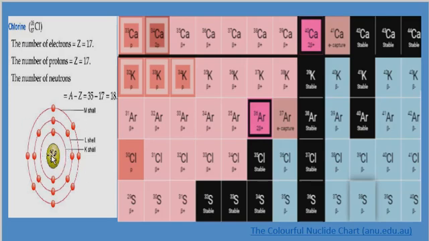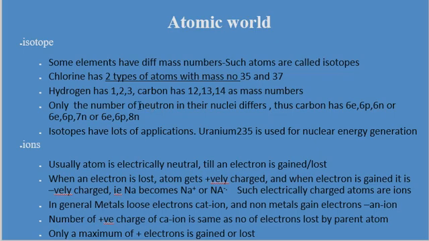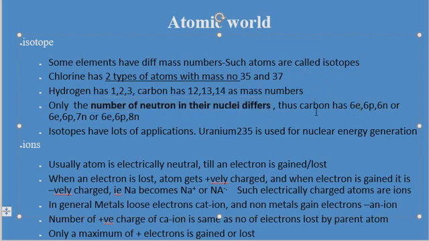So when this mass number increases, the number of protons will remain the same, because protons and electrons have to remain the same if the atom has to be neutral. So neutrons only will keep on increasing. The number of neutrons in the nuclei differs. Carbon has 6 electrons, 6 protons, and then what is it? Is it 6 neutrons or 7 neutrons or 8 neutrons? That will decide whether the mass number is 12 or 13 or 14. What is mass number? Proton plus neutron is mass number.